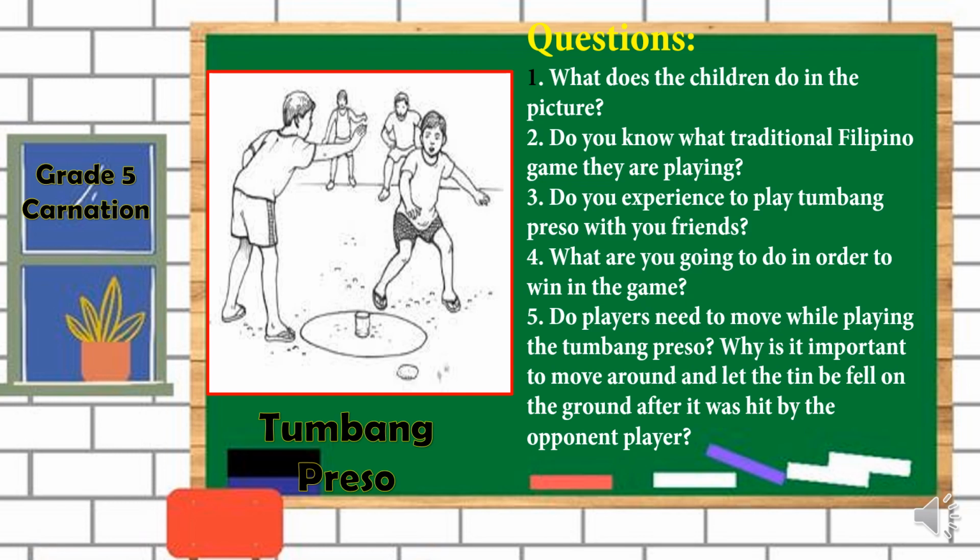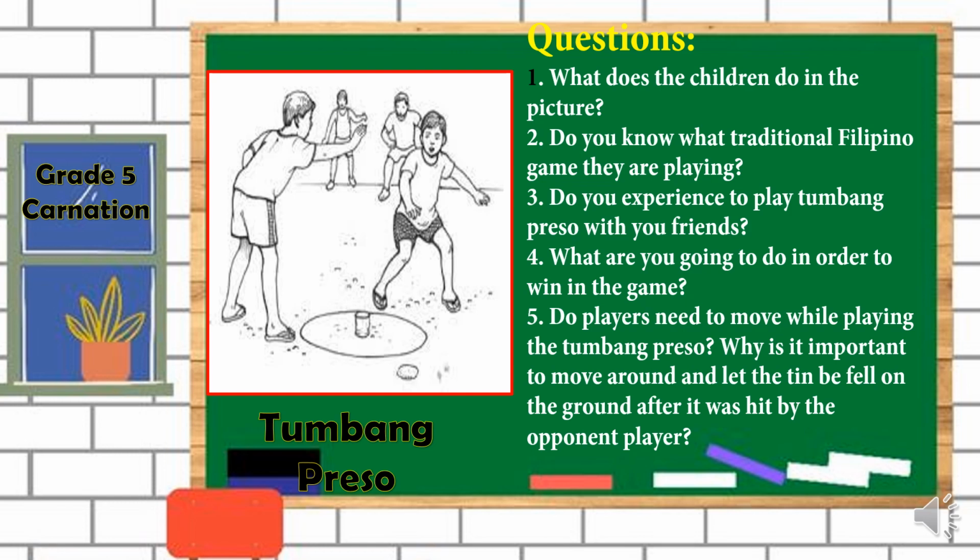Okay, that's good. Number four, what are you going to do in order to win in the game? You should use slippers that are not heavy. You should know how to target the aim. You should run fast so that you will not be touched or chased by the taya.